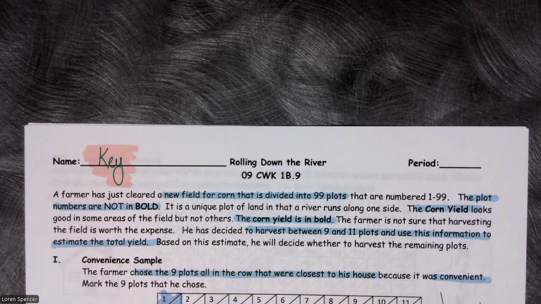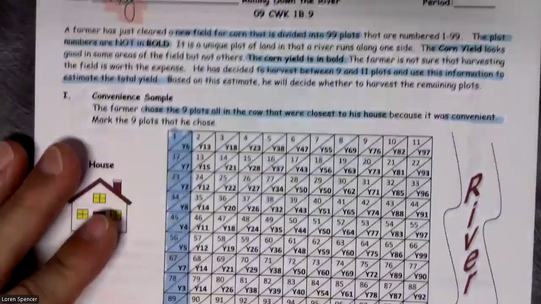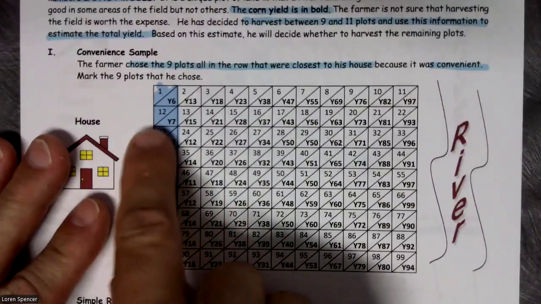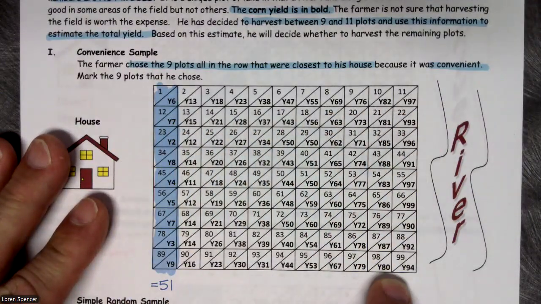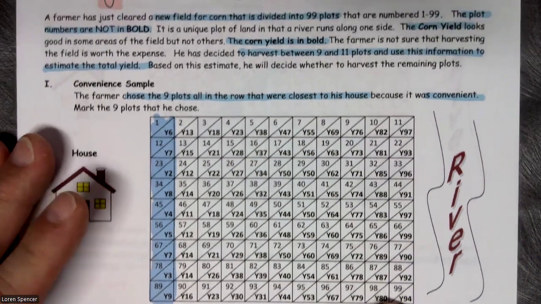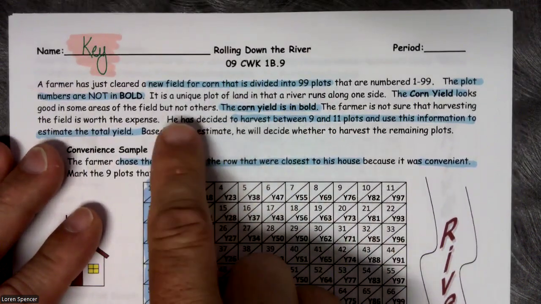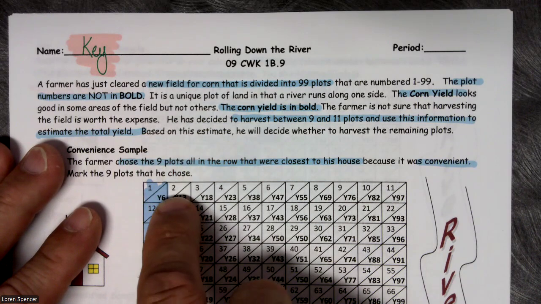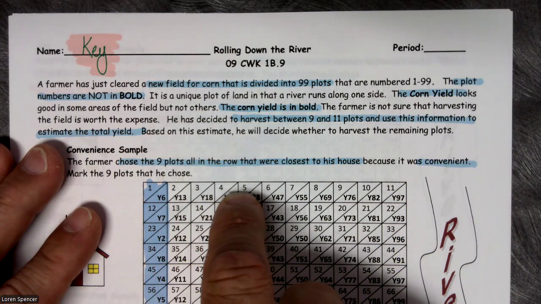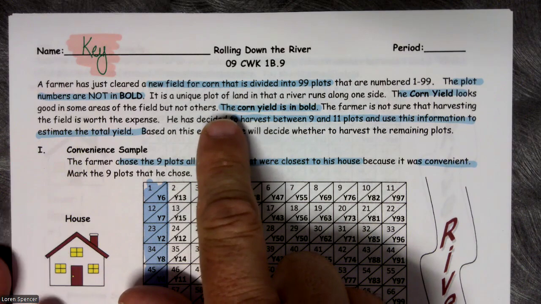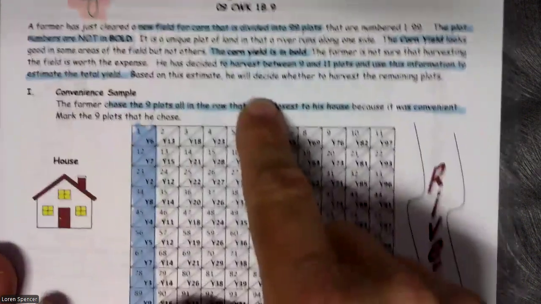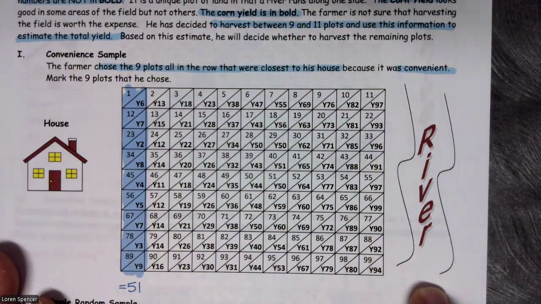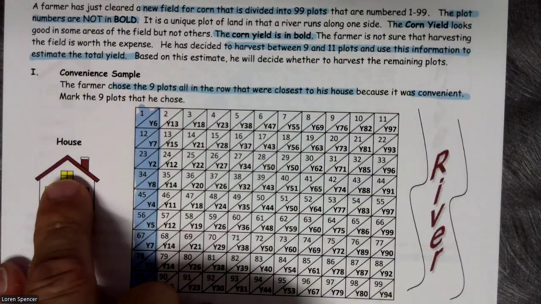A farmer has just cleared a new field for corn that is divided into 99 plots. And if we look down here, we go, oh, 1, 2, 3, 4, up to 11, all the way down to 99. The plot numbers are not in bold. So those were the 1, 2, 3, 4. Those are the plot numbers. There's a unique plot of land in that a river runs along one side, and there we see the river. We also see a house on the other side.